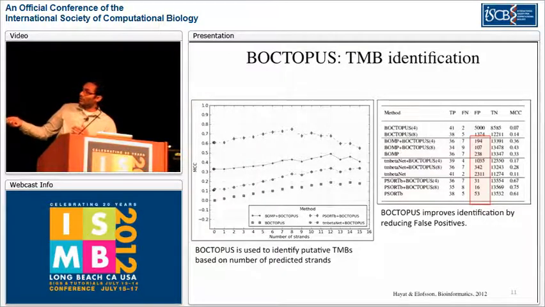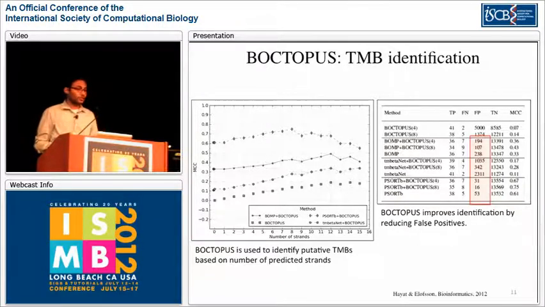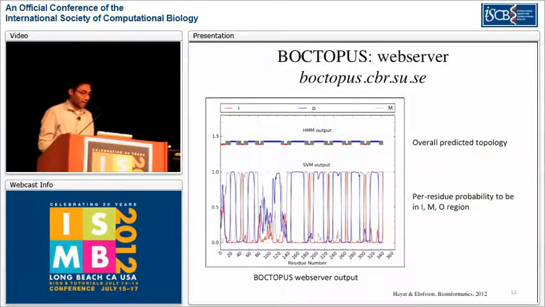How that happens is that when we use this additional pre-filter module, we reduce the number of false positives. So you take your favorite method, and then if you can use this Boctopus topology prediction there, then we increase the accuracy in all cases.